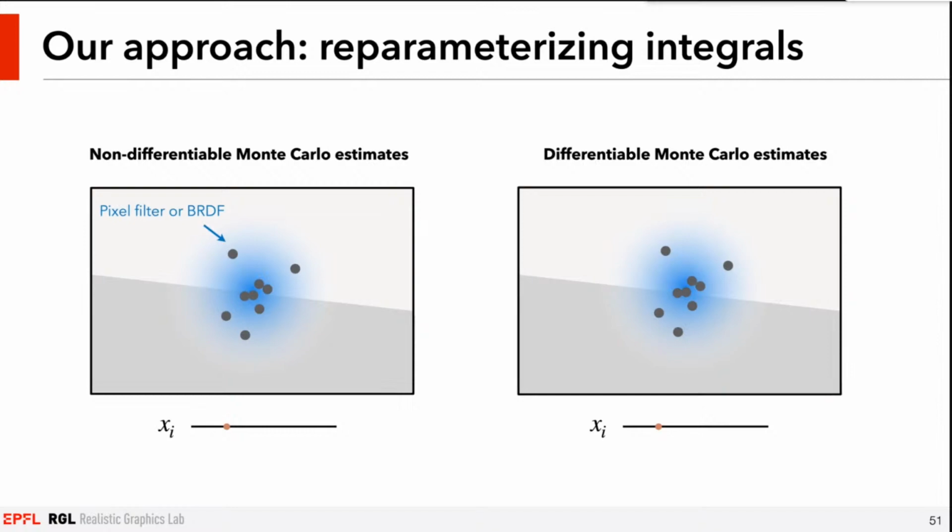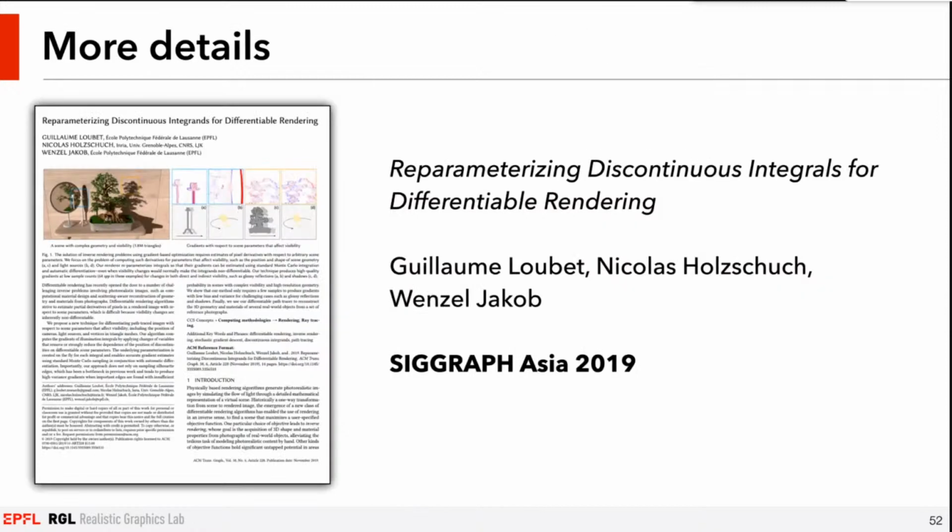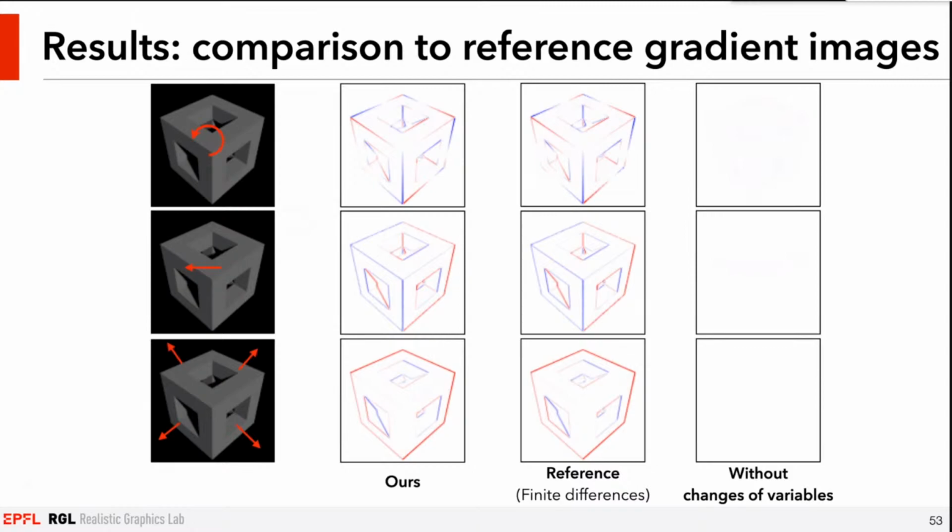And it turns out that we can actually convert the problem on the left into the problem on the right using a change of variables. We have to reparameterize all of the samples so that they move along with this discontinuity. And we can do that in a way that doesn't change the actual value of the integral. This is all described in a paper at SIGGRAPH Asia 2019. There are lots of little details that I won't bother you with, but here's the key takeaway.